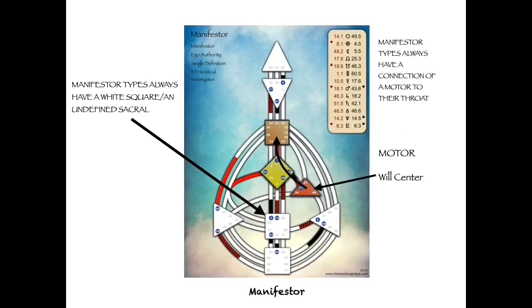This is a manifestor type. We know that somebody is a manifestor type. Number 1, they have to have a white square instead of a red square for a sacral. So their sacral has to be undefined.